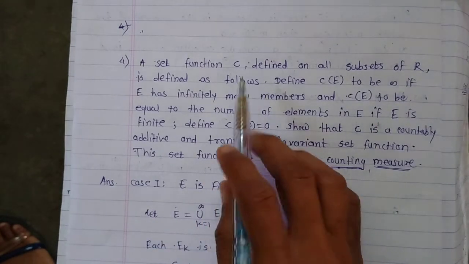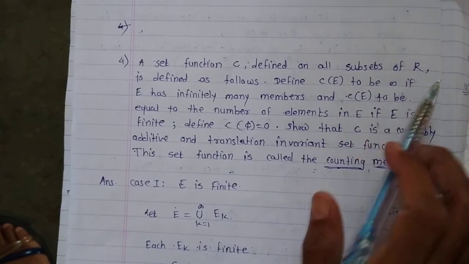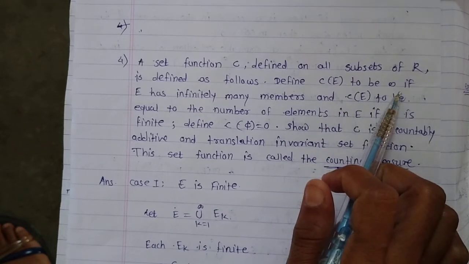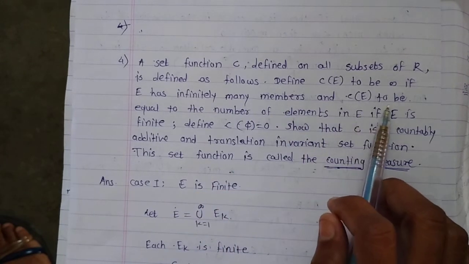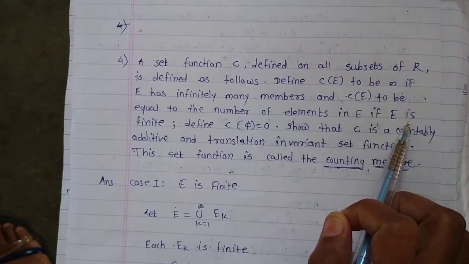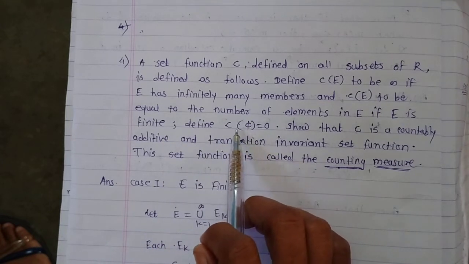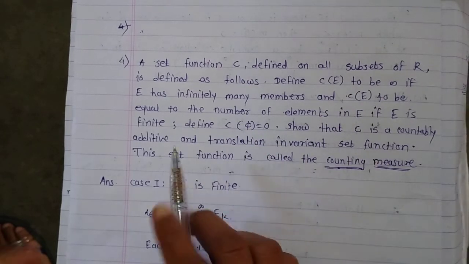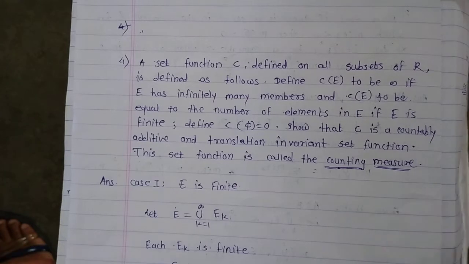What is given? C is a function defined on subsets of the set of real numbers as follows. Define C of E to be infinity if E has infinitely many members, and C of E to be equal to the number of elements in E if E is finite. Define C of phi equals 0. Then show that C is a countably additive and translation invariant set function. This set function is called a counting measure.